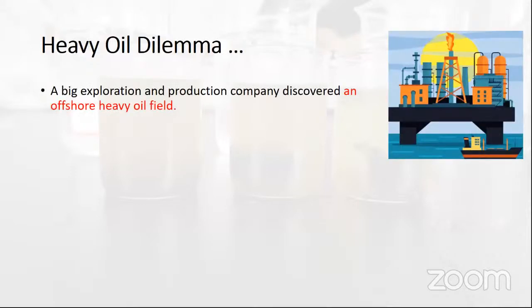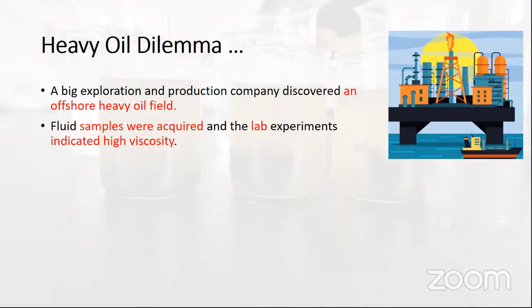Also, for another case dealing with heavy oil, the company discovered a heavy oil field. But the problem with this field is that it is an offshore field. It is located in the marine environment. The company acquired some samples of the fluid, and the lab experiments that were done for the viscosity indicated that we have a high viscosity. That high viscosity means high pressure loss in the production line.